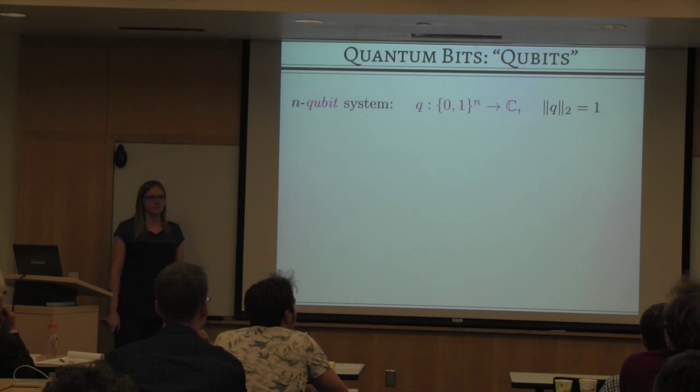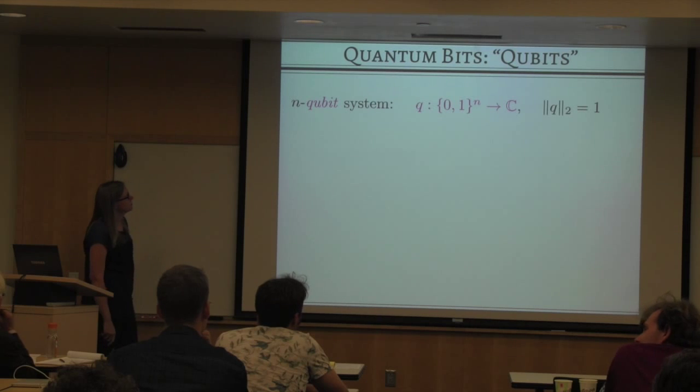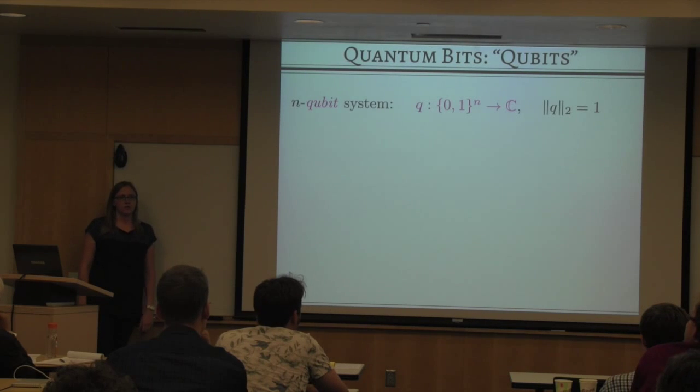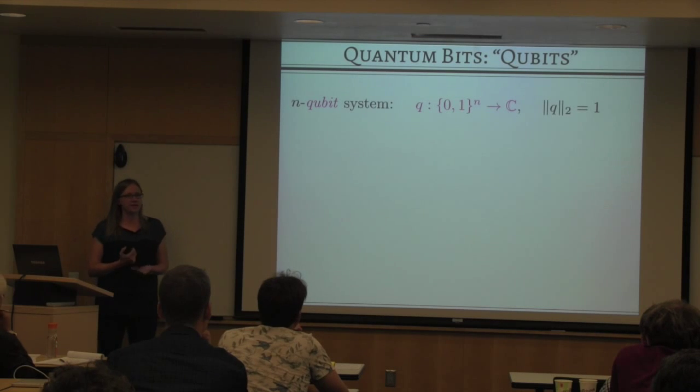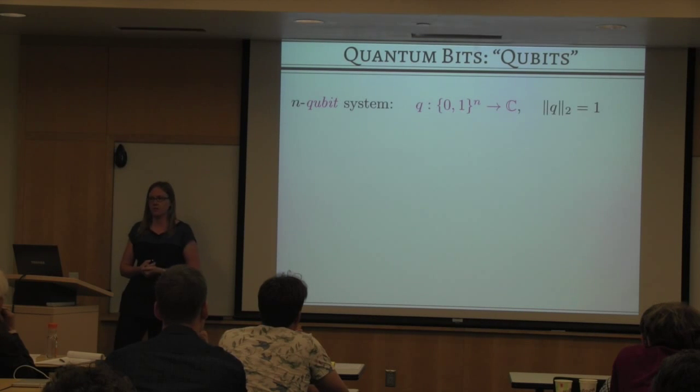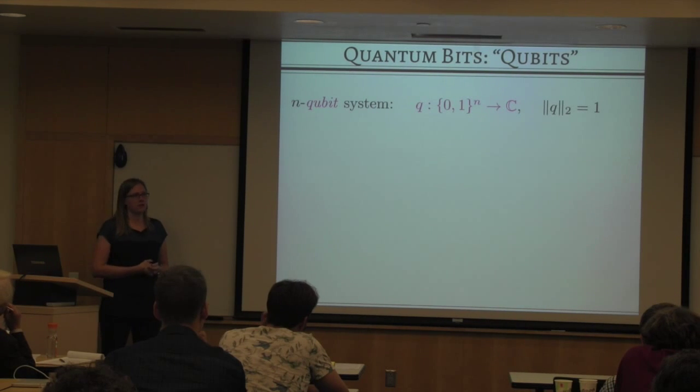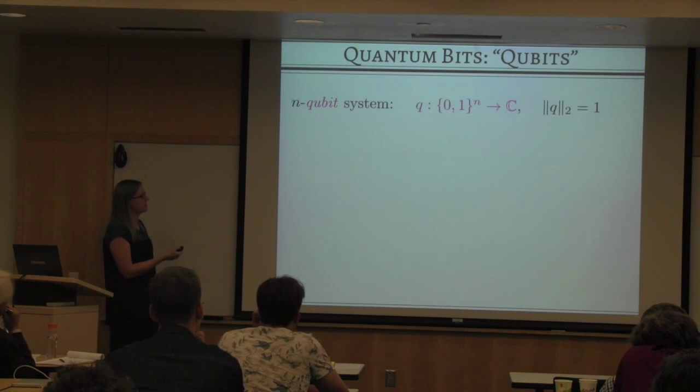And a quantum system is very similar to a randomized system. So the state of a quantum system, we can describe it by a complex valued function on n-bit strings with unit L2 norm. This is what is commonly called the wave function.